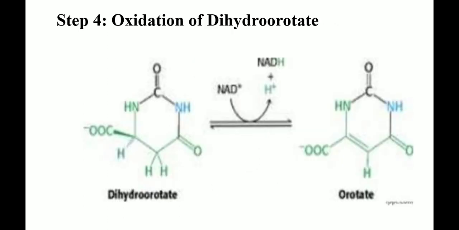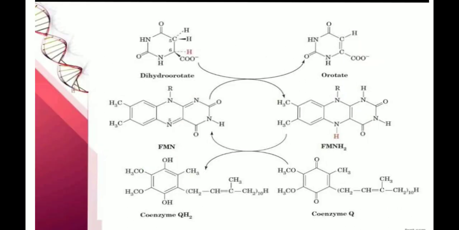Then the fourth reaction, that is the oxidation of dihydroorotate. You can see here the structure of dihydroorotate, which is also called DHO. So how does the oxidation of dihydroorotate take place? Dihydroorotate is irreversibly oxidized to orotate by the enzyme dihydroorotate dehydrogenase. This is a eukaryotic enzyme.